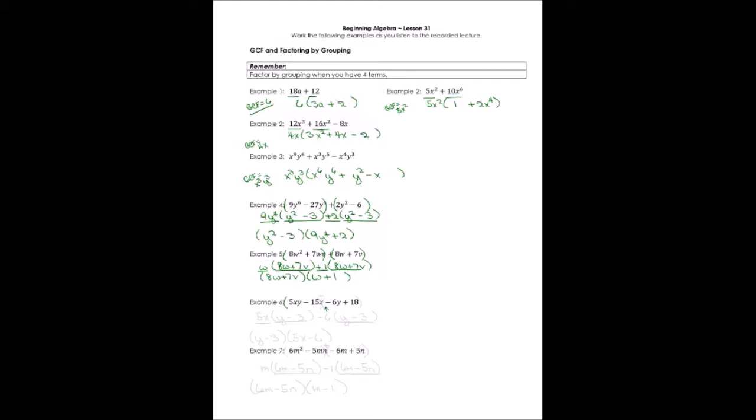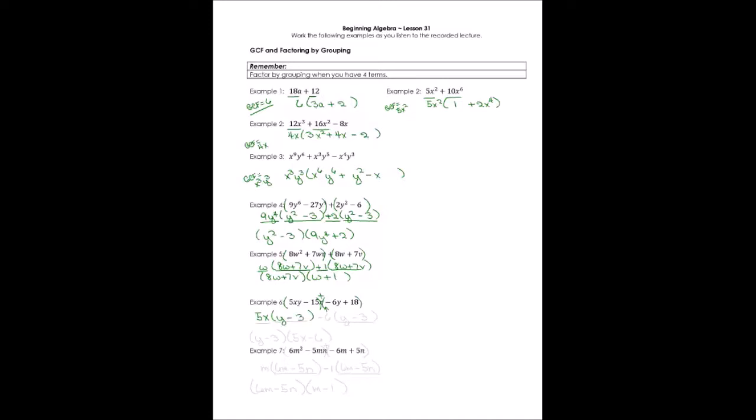Let's group it like this, leaving the sign inside the second set of parentheses, and let's add a plus sign. So I've really got 5xy minus 15x plus negative 6y plus 18. Now, what I want to do now is factor out the common factor in the first pair. So I look at 5xy minus 15x. I'm going to factor out the greatest common factor, 5x. What's left is going to be y minus 3.